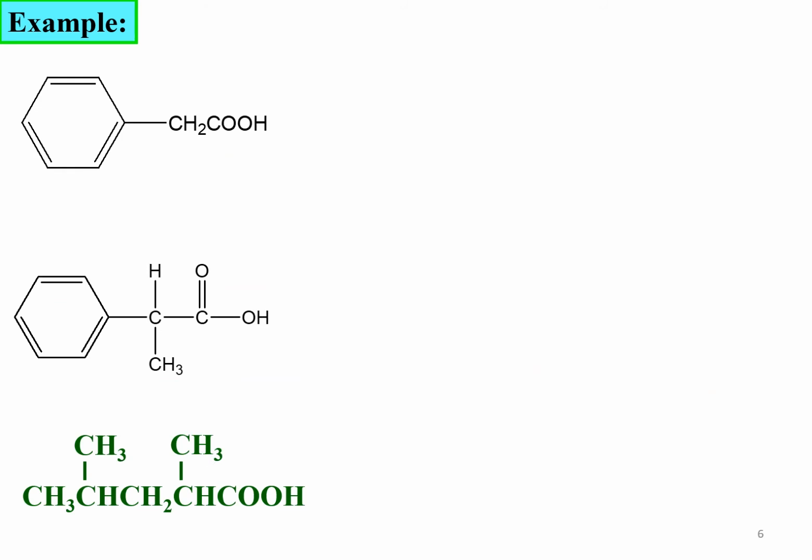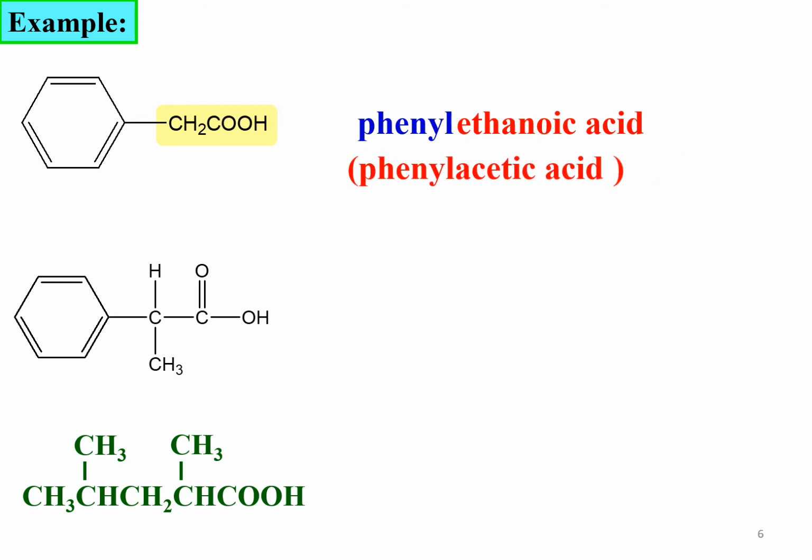Look at the first example. The benzene ring is attached to CH2COOH. The CH2COOH is the parent chain, so it's called ethanoic acid because of 2 carbons. The benzene ring as a substituent is called phenyl, so phenylethanoic acid is the IUPAC name. The common name is phenylacetic acid.